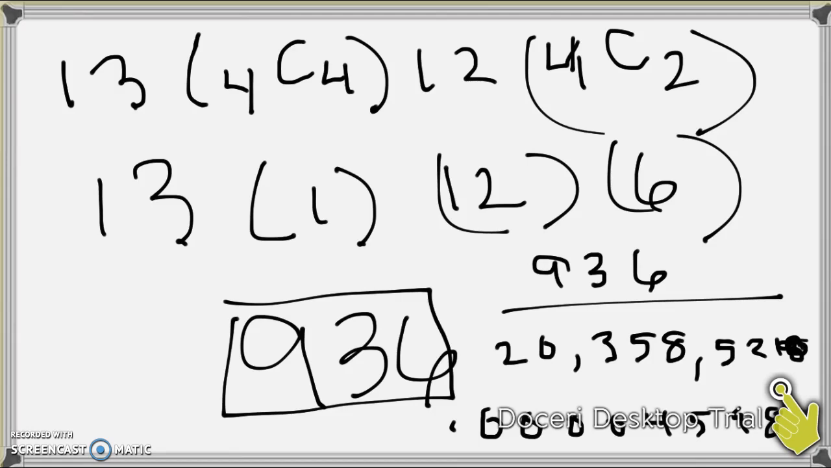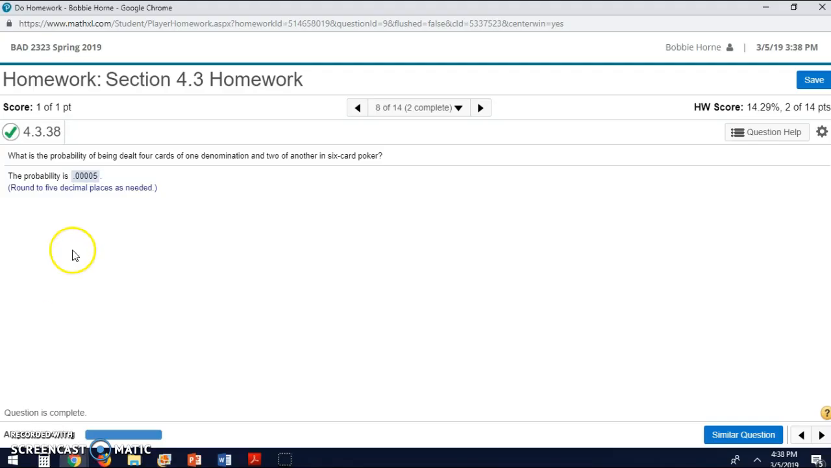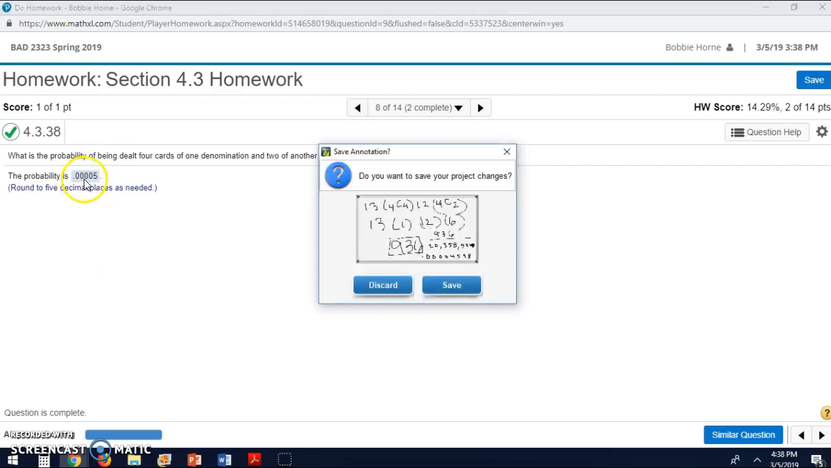So the probability of you getting in 6-card poker 4 of the same denomination and then 2 of the same denomination is very, very, very small. It would be 0.00005 because we had to round. So that is how you do this problem.